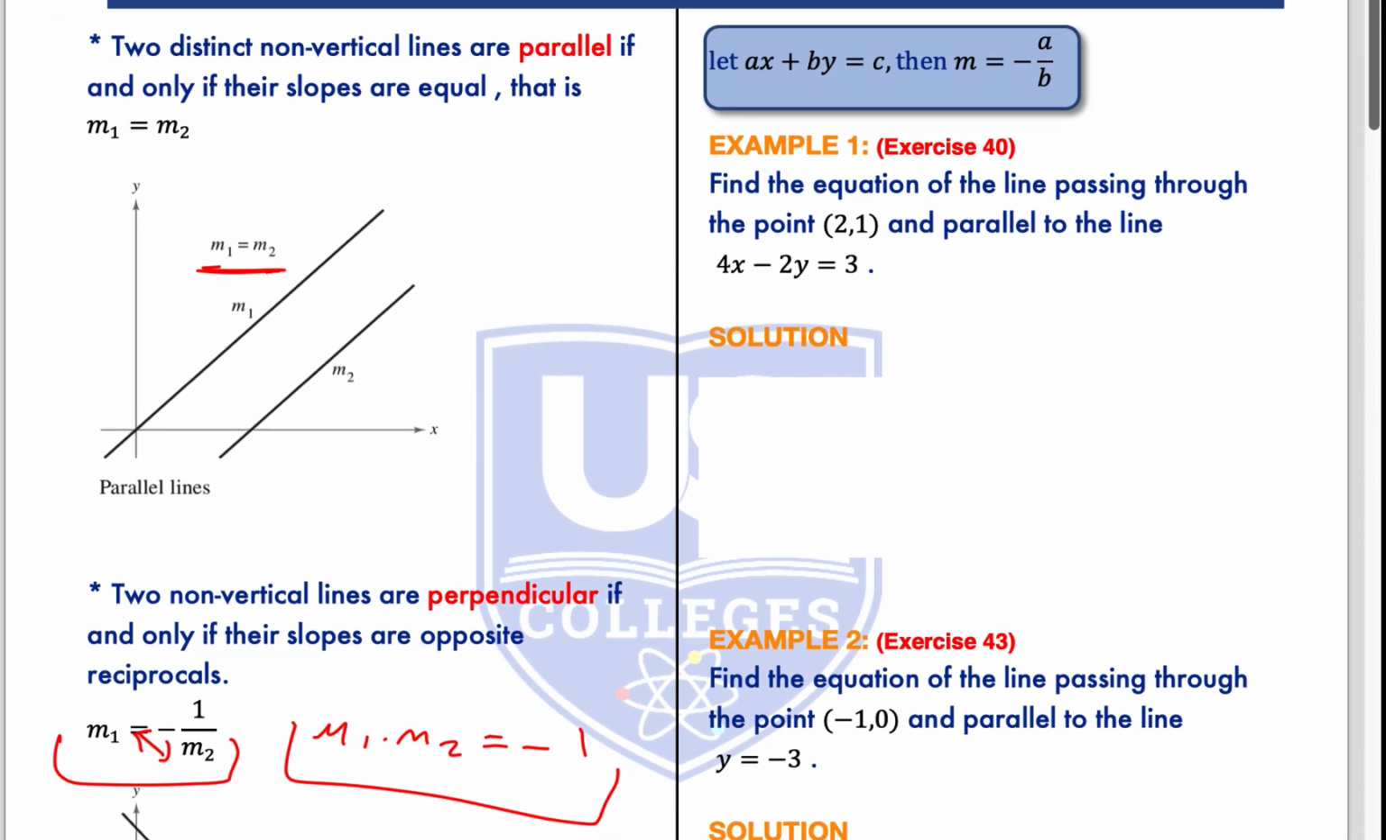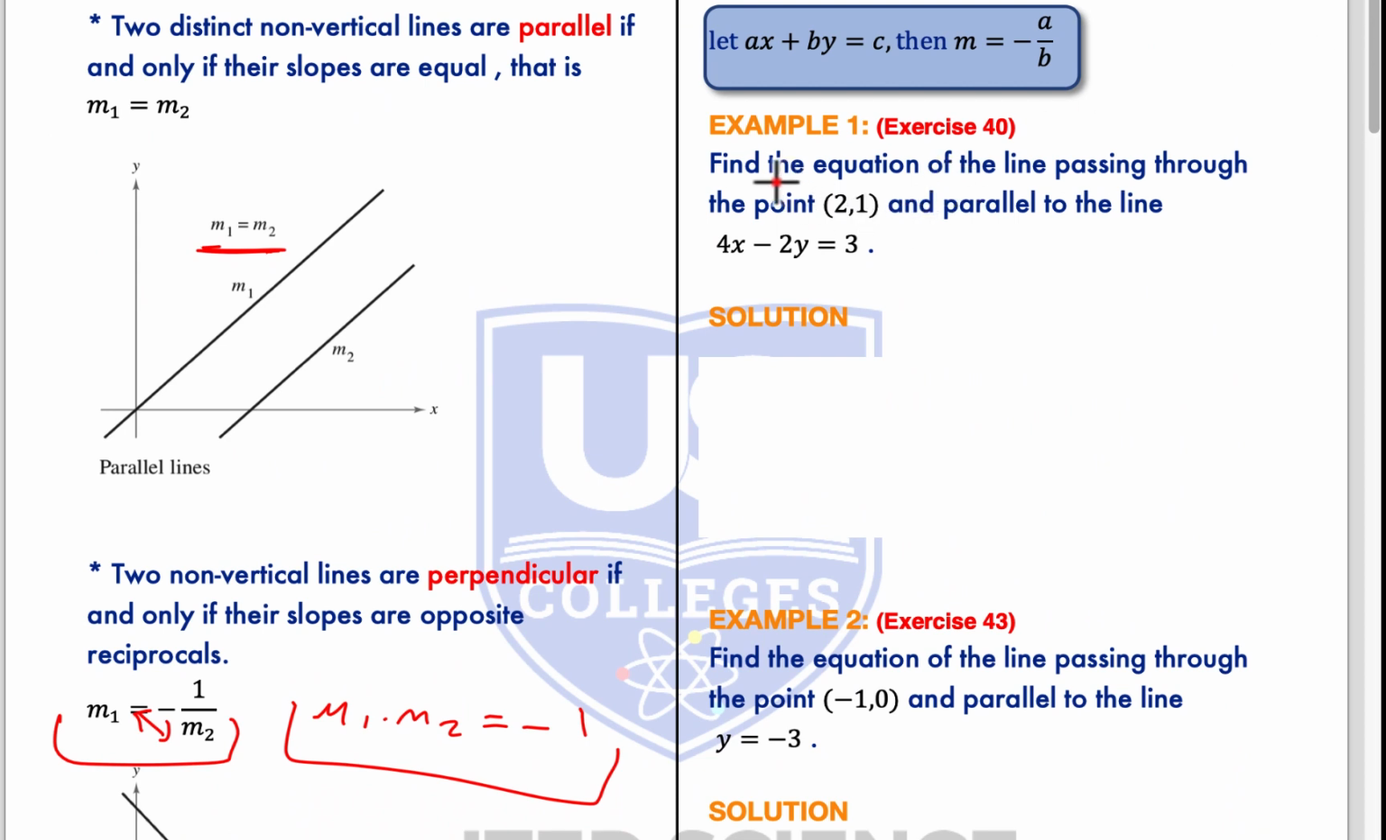So let's take a look at the first question. Find the equation of the line passing through this point and parallel to this given line. So it's about writing the equation we studied in the previous topic. What we need to know here is how to find the slope. We are given the point. In order to write the equation, we should know the slope. So what is the slope? We will find the slope by using the given line. So what is the slope of this line?